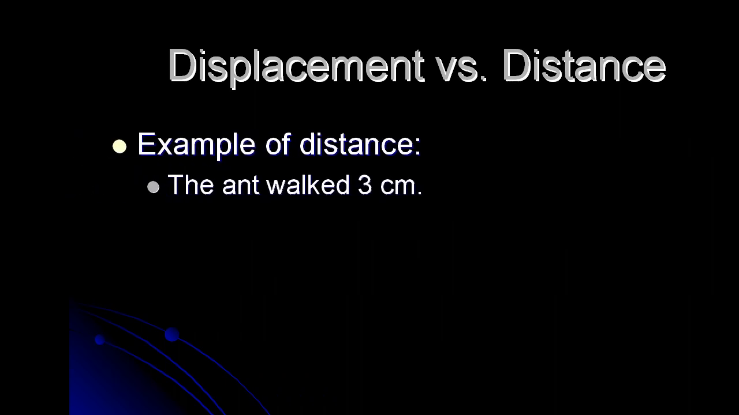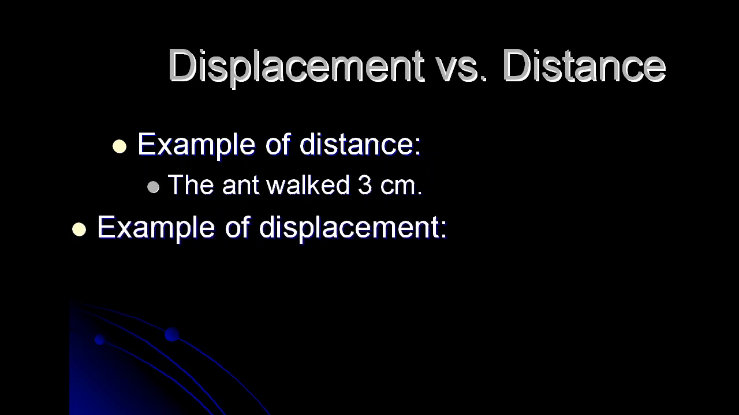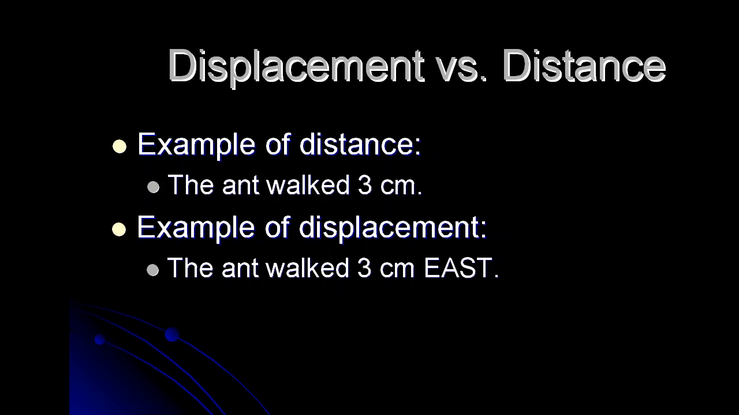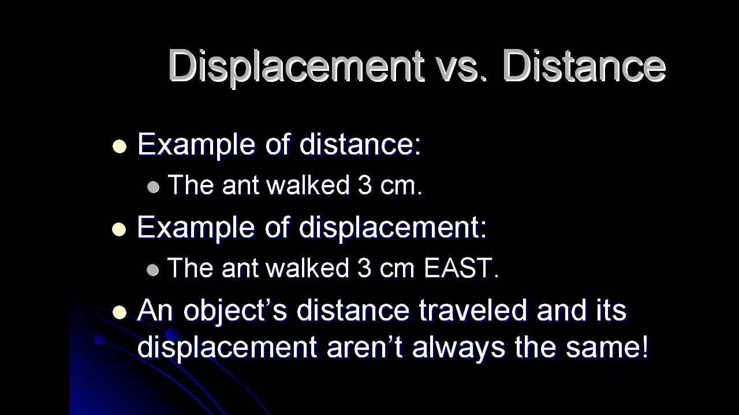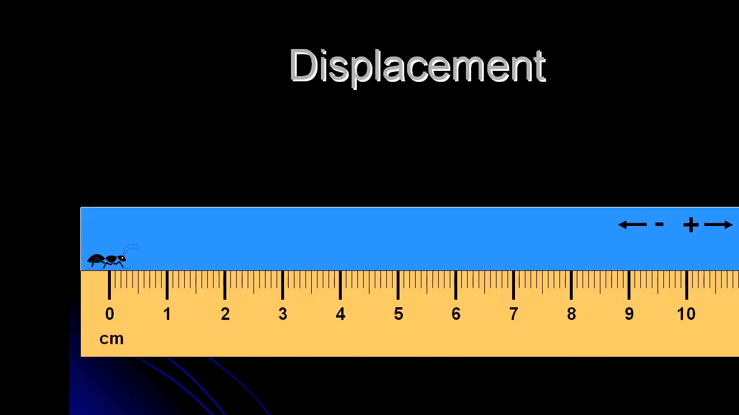Alright, so let's look at some examples of distance. The ant walked 3 centimeters. Displacement: the ant walked 3 centimeters east. Notice the direction at the end, east. An object's distance traveled and its displacement are not always the same. Very key.